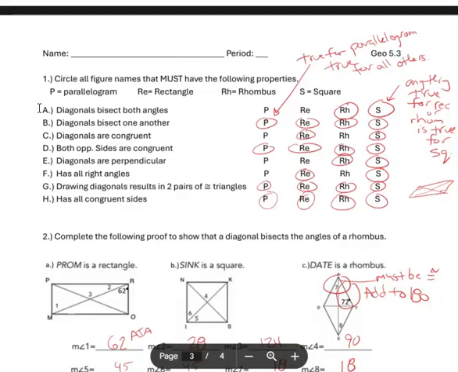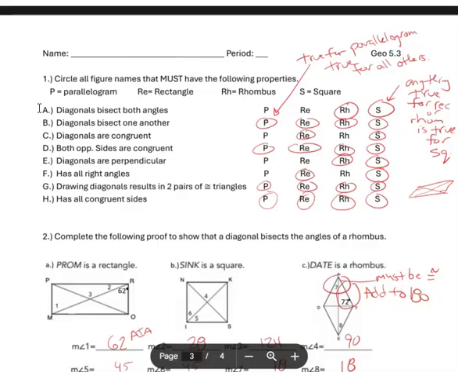Drawing diagonals results in two pairs of congruent triangles. If you went over and tried this out, you would find out that it works for a parallelogram, and if it works for a parallelogram, then it works for all of the parallelograms. And has congruent sides. Has all congruent sides.